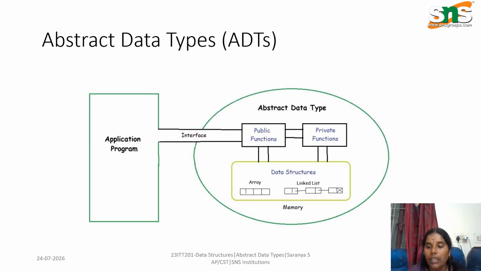The figure shows how operations are implemented in the ADT model. There are two types of functions: public functions and private functions. The ADT model also contains the data structure being used in the program.